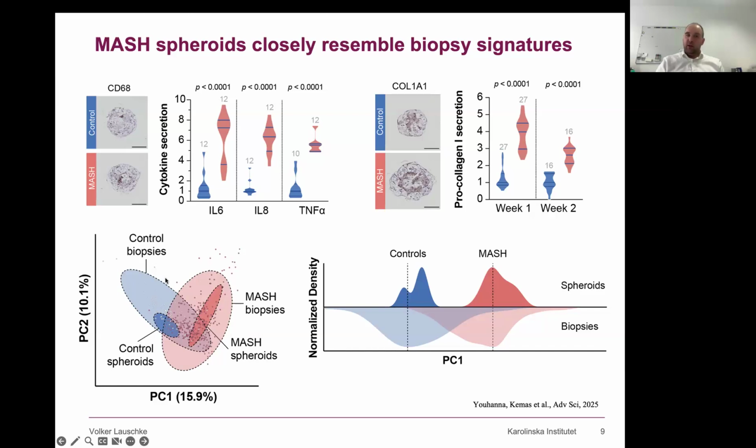And when we now overlay this with the MASH and control spheroid samples, we see that this distribution is somewhat recapitulated. MASH spheroid samples overlap with MASH biopsy samples, and control spheroid samples overlap with control biopsy samples. And if we now collapse all of this data along the first principal component, we see that the density distribution is really reasonably similar, peaking at essentially the same areas. So this means that despite this heterogeneity among the samples, we can nevertheless use spheroids as a model to also recapture this heterogeneity in an experimentally accessible in vitro context.